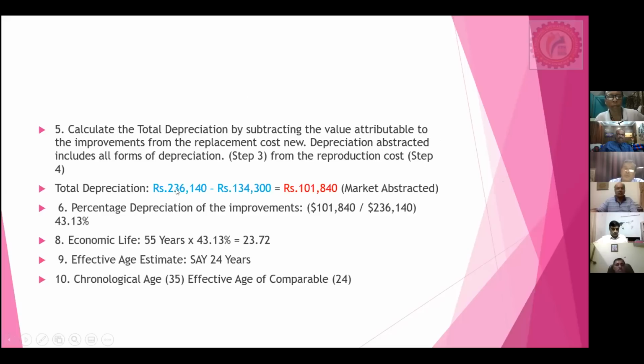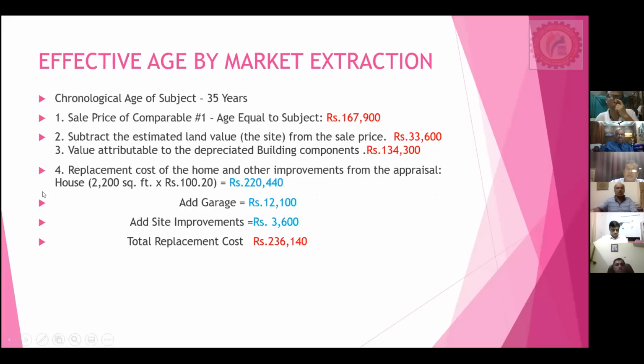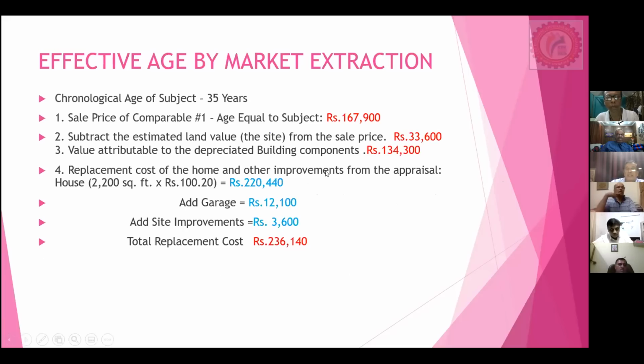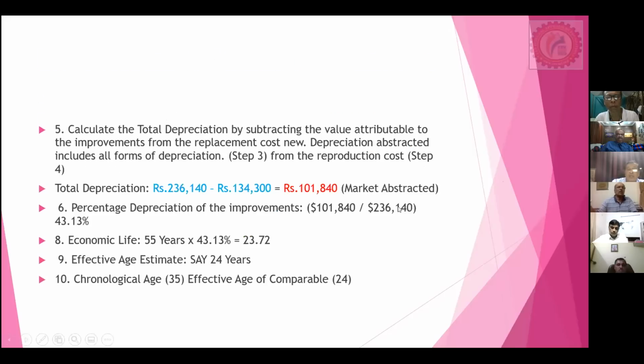Now calculate the total depreciation by subtracting the value attributed to the improvements. Now total depreciation will be equal to 2,36,140, that is the replacement cost new. Now from the sales comparison, we have got the data, so that is minus 1,34,300. Now the percentage of depreciation of the improvements, that is 1,01,840 divided by the replacement cost, gives 43.13. See, that will be the percentage of depreciation.